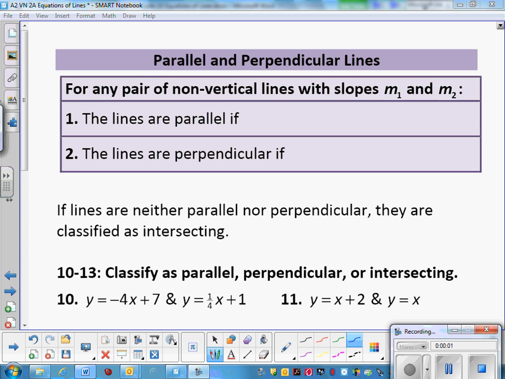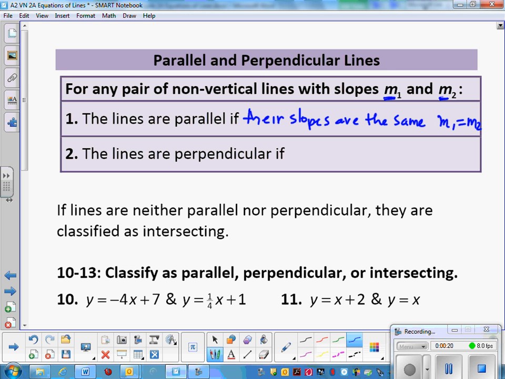Two lines are parallel if their slopes are the same. So we'd say that m sub 1 is equal to m sub 2. So if we have two different lines that have slopes of m sub 1 and m sub 2, the two slopes are the same. The lines would be perpendicular if their slopes are opposite reciprocals.